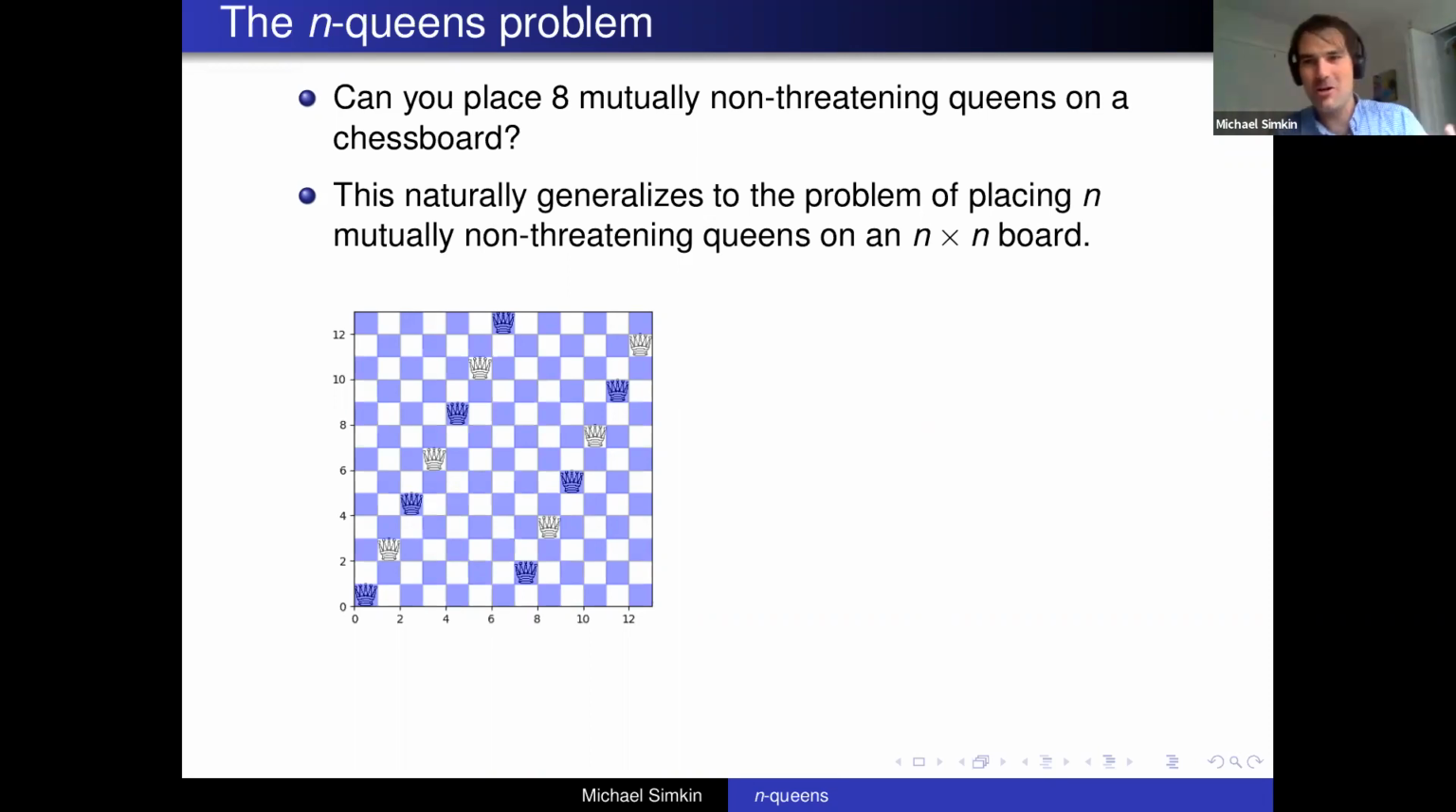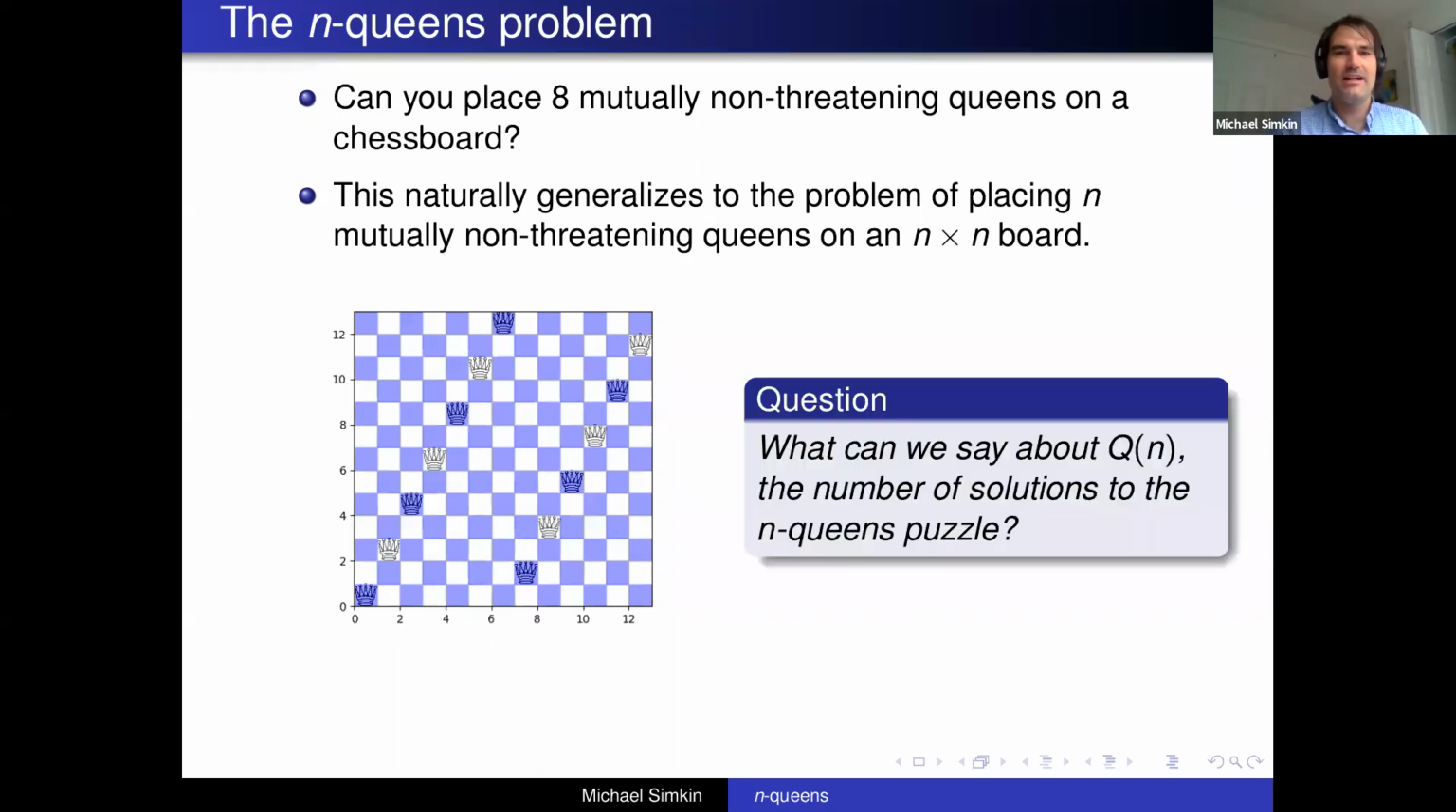And as I'm a combinatorialist, the next step after you ask whether an object exists is you want to count these objects. This is what has become known as the n-queens problem, which is basically: what can we say about Q of n, which is the number of n-queens configurations?